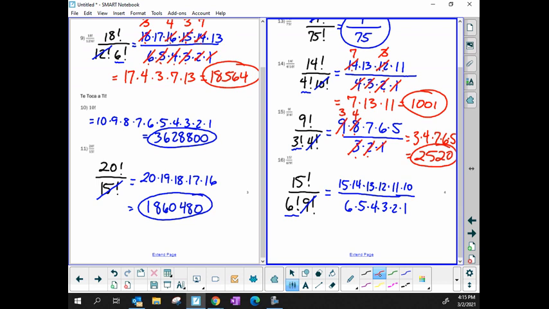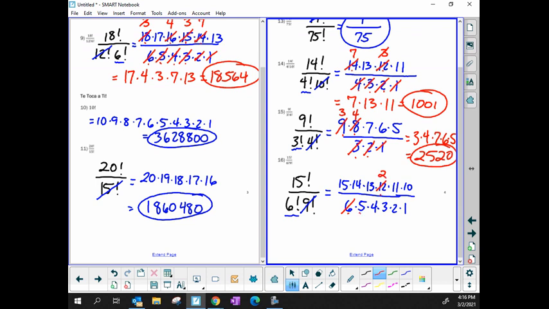Then again, what I would do is now look at those numbers on the bottom and see if there are any numbers on top that they go into. So I start with 6. Does 6 go into any of the numbers on top? Yeah, 6 goes into 12. So I cancel out the 6, and 12 divided by 6, that 12 is now just a 2.